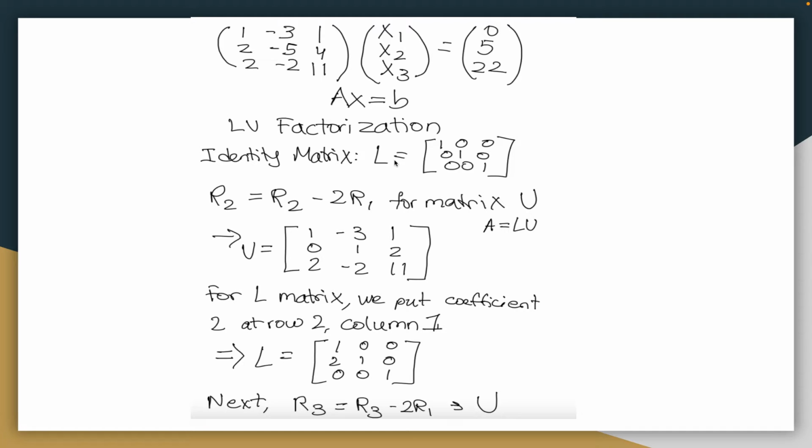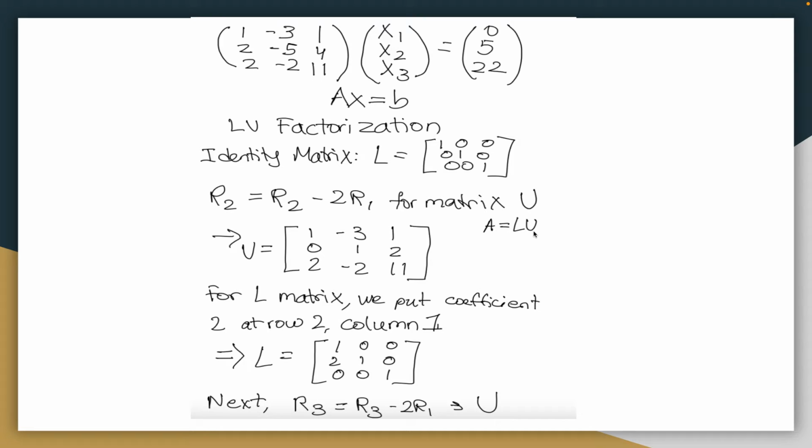For L, we'll start with an identity matrix, so this is just the standard identity matrix. We're trying to make this into a lower triangular matrix, and we're trying to make the other matrix into an upper triangular matrix by row reducing it. So let's go ahead and row reduce it: R2 minus 2R1 for the second row.